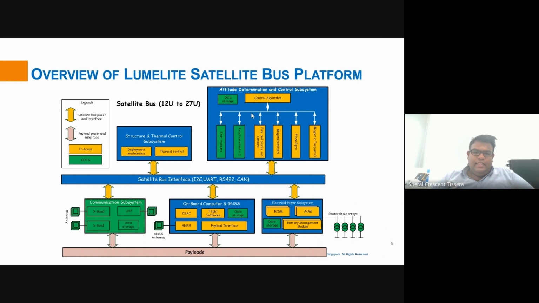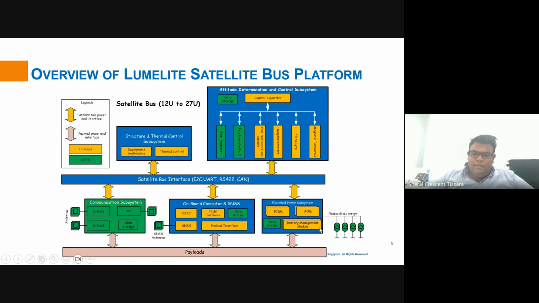Now this slide summarizes the overview of our satellite bus platform. Let me now introduce some of the subsystems. So firstly, we have the electrical power subsystem connected to the solar panels to generate electrical energy from the sun.